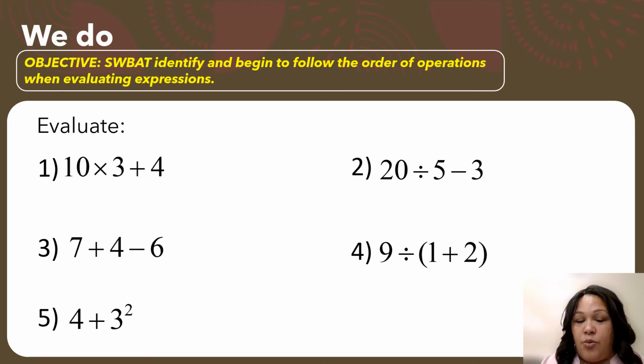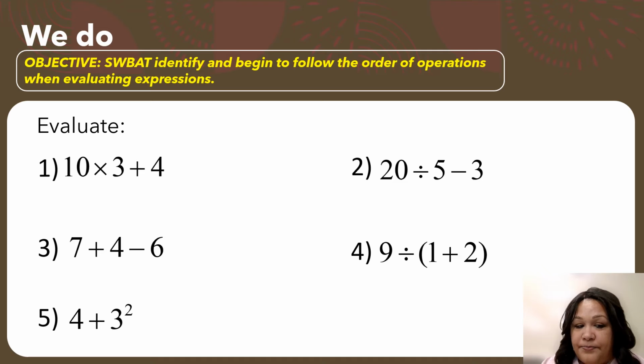When I say go, you will have 10 minutes to work on our objective here. Students, we should be able to identify and begin to follow the order of operations when evaluating these expressions that we have here, okay? When I say go, you have 10 minutes to complete these problems. In other words, it gives you 2 minutes apiece, all right?